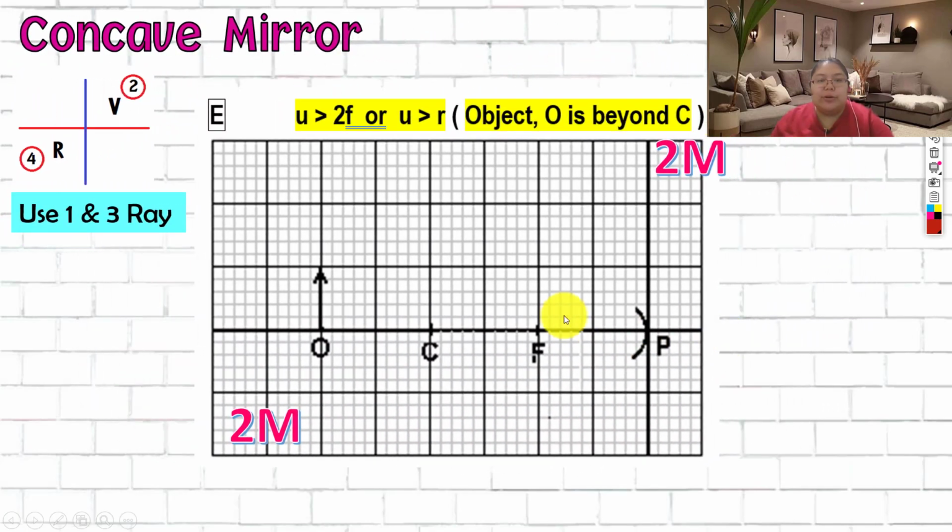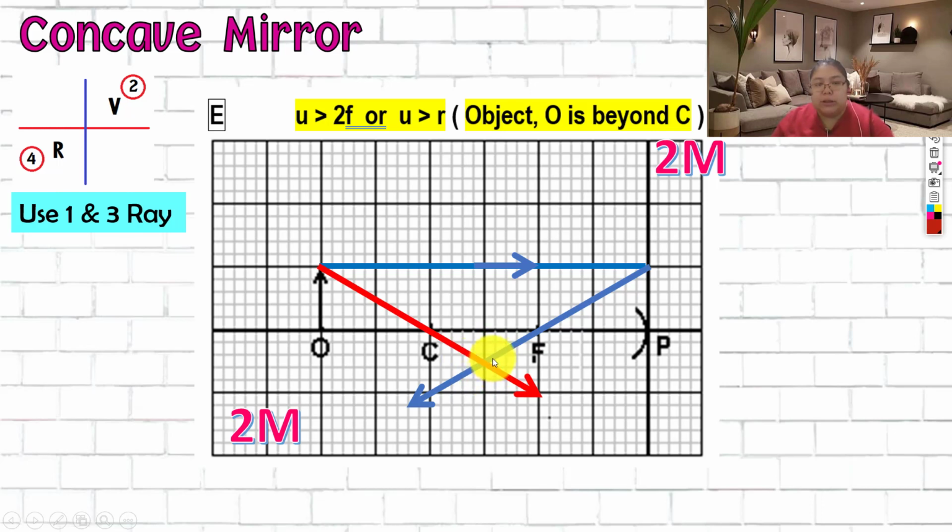Now the object has moved behind the C. That means U more than 2F. Now we can use the third ray because you are never touching the C. So first ray, then go to the F. Then the third ray must go to the C, from the object go to the C. We go straight to the C, so this one should be longer when it hits the mirror. It hits the mirror and refracts back along the same line. So they cross here, and that means this one is the location of the image.